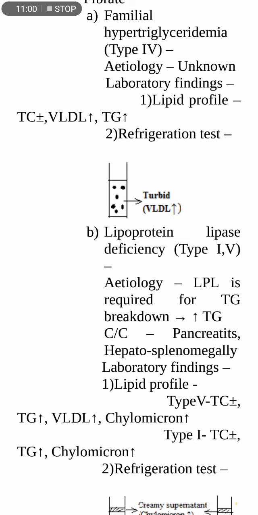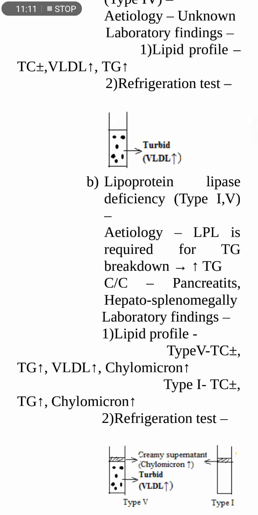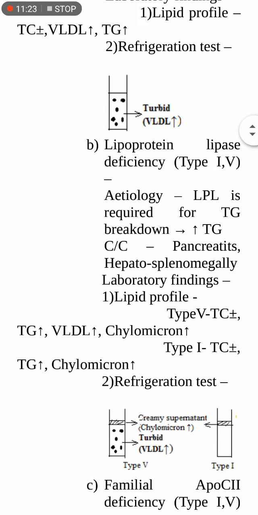The chief complaints of the patient are pancreatitis and hepatosplenomegaly. In the laboratory finding, a lipoprotein lipase deficiency patient will show increased TG and increased VLDL, increased chylomicron, or increased TG and increased chylomicron.